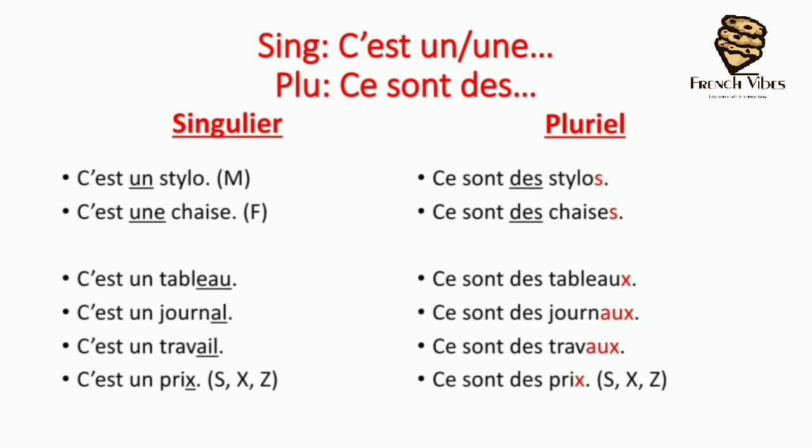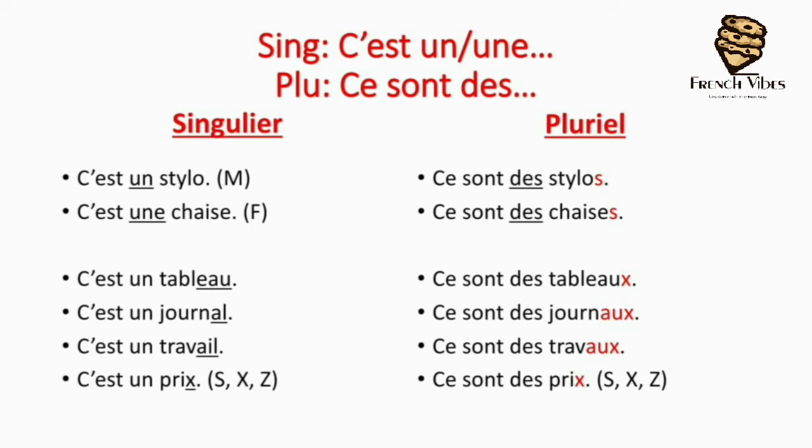So here we saw the different objects in their singular forms. Now let's see how we form the plural versions of them. In singular form, we say c'est un or c'est une. But in plural form, it will become ce sont des. Okay, let's see this in detail. Singular in French is singulier and plural is pluriel.